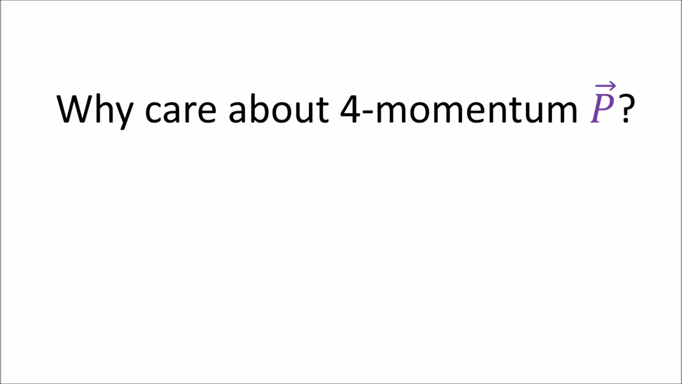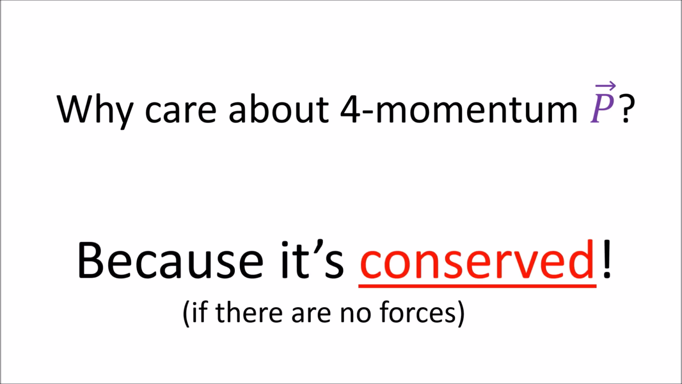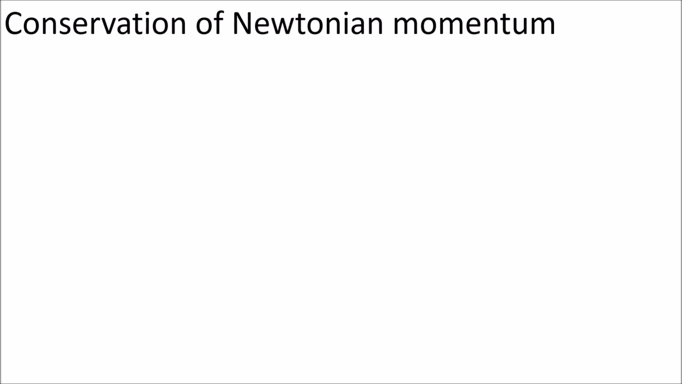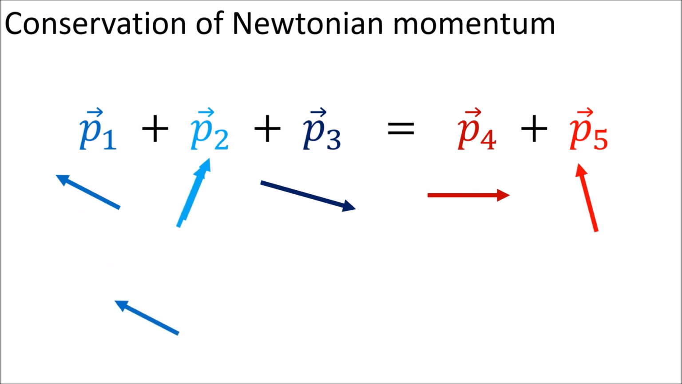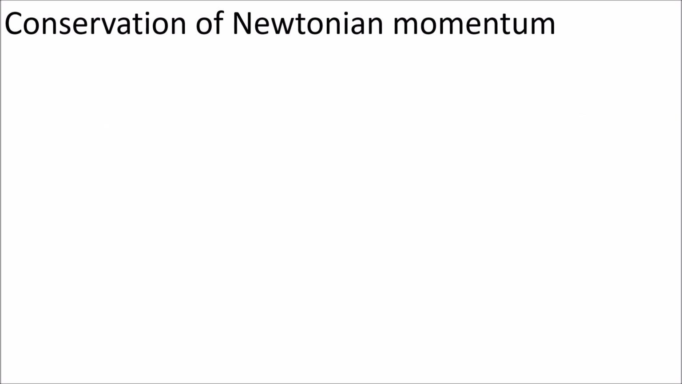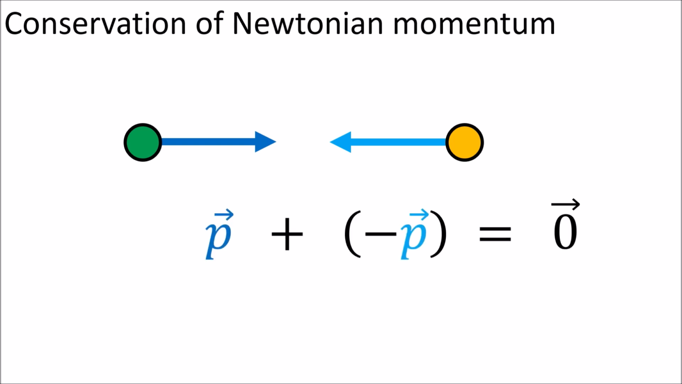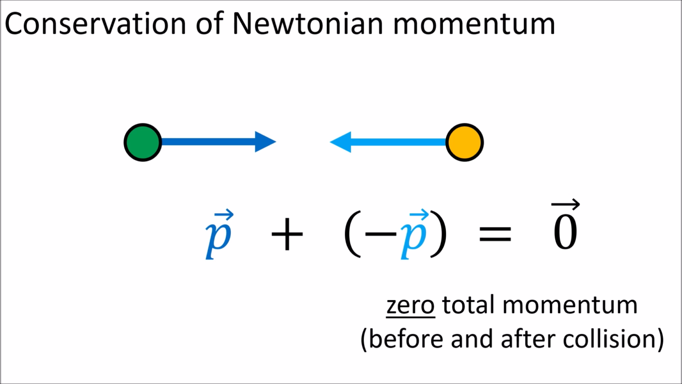But why do we care about the four momentum? One of the reasons four momentum is so important is because four momentum is conserved. If you recall Newtonian physics, the law of conservation of momentum tells us that if we add up all the 3 momentum vectors of objects before a collision and add up all the 3 momentum vectors of objects after a collision, then the results should be the same. For example, if 2 particles with equal momentum in the x and negative x directions collide, their total net momentum is 0. This means that their total net momentum after the collision must also be 0.